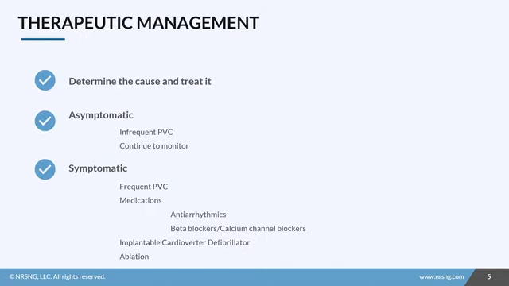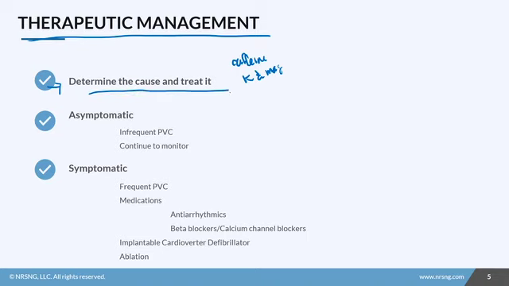So the therapeutic management for PVCs is to determine the cause. Just like in PACs, caffeine can cause it. Electrolyte imbalance can cause it, especially potassium and magnesium. Hypoxia, some medications, and an MI can cause it. So always find out what is going on so you can hopefully determine the cause and treat it.